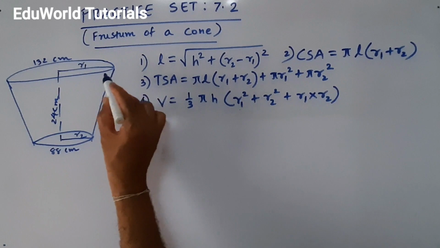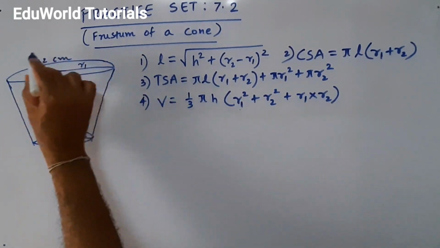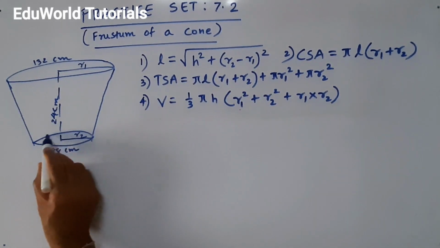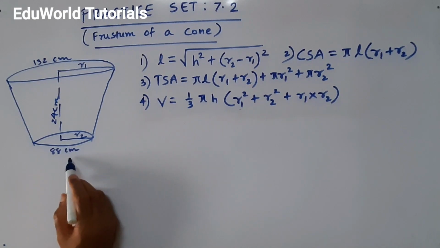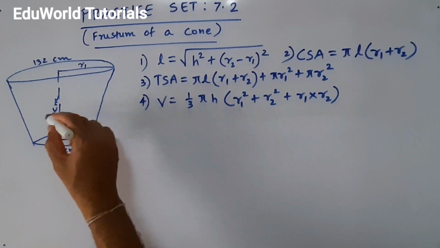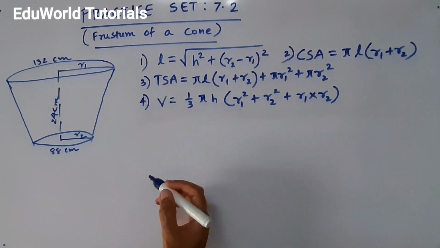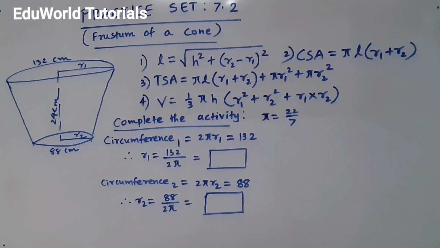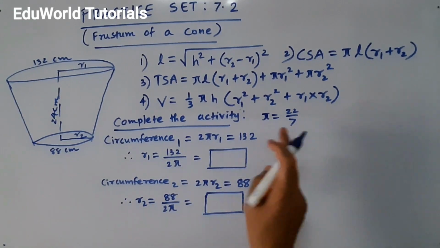Now they have said that the circumference of this upper surface is 132 centimeter because it is big, and the circumference, that is circular boundary, of the lower circular face is 88 centimeter, and the height, that is the distance between the two centers, is 24 centimeter. Okay, now they have asked us to complete the following activity. So here in the activity they have given pi value is 22/7.